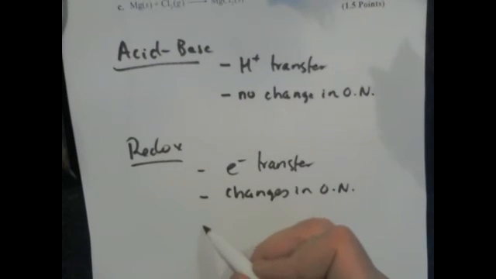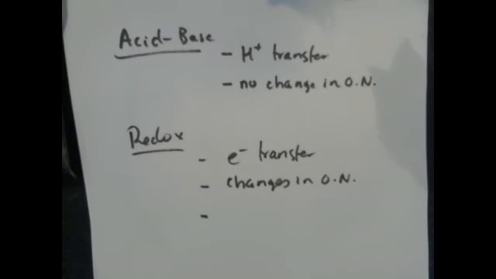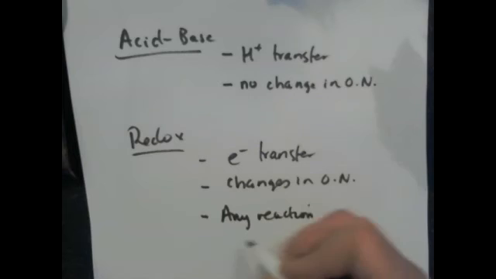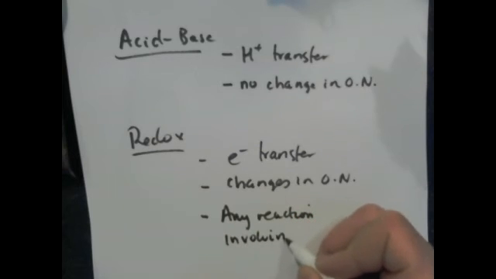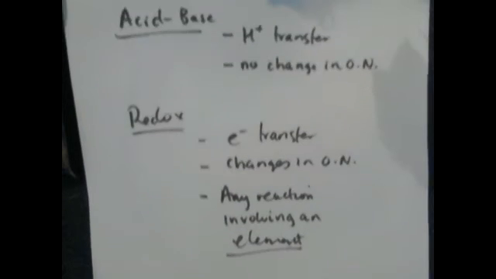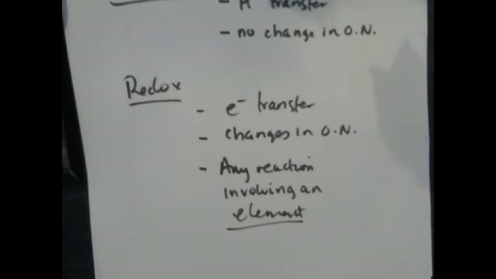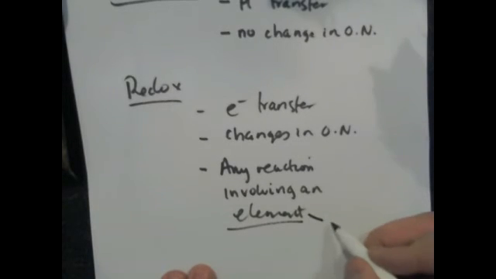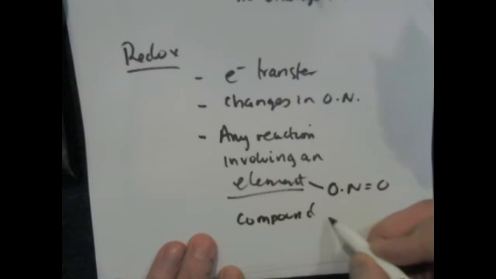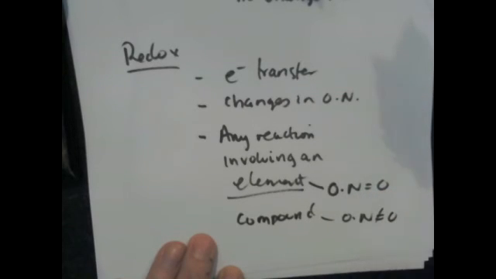And then here's the real thing that really helps you out: any reaction involving an element automatically gets classified as redox. And I'll tell you why. When an atom is in an element, its ON is equal to 0. But when an atom is in a compound, the ON is never 0.